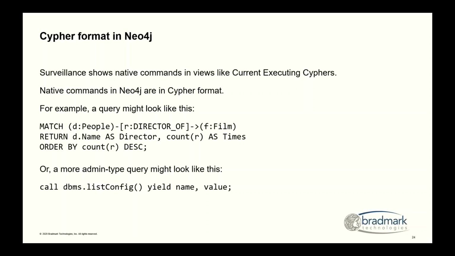But there's also another whole set of commands for more admin type of things. So in the bottom query, we can see we're calling a function called listconfig. We're yielding, or basically selecting, some columns, and then you can also add a where clause and order by and those kinds of things as well. And this is typical of the kinds of commands that you would see in Neo4j.